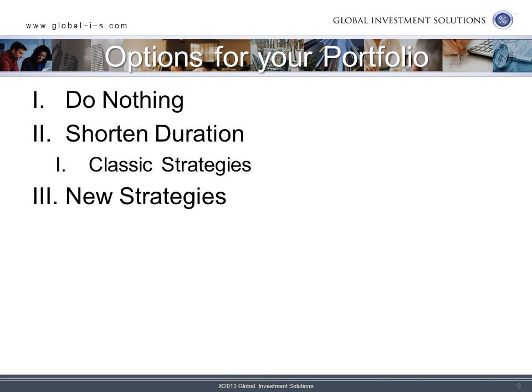One option is to do nothing. You can assume that your portfolio is immunized or that you can withstand the losses, or you can decide you don't want to withstand the losses and you can do things like shorten duration through some classic strategies, and we'll discuss them, and look at some new strategies and see if we can't make some additional return while immunizing your portfolio.